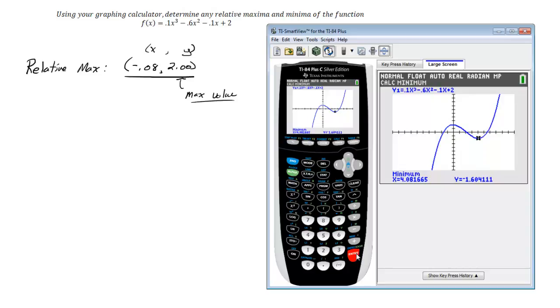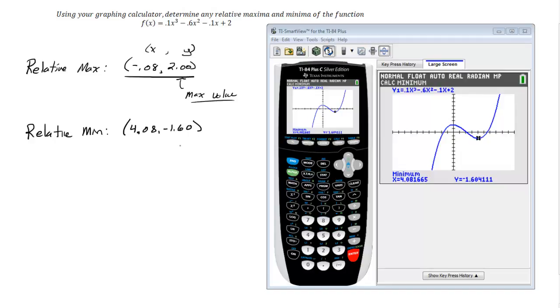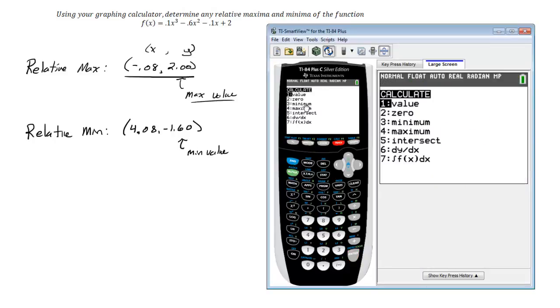And notice I get 4.08 and negative 1.60. So I'm going to have a relative min at 4.08, negative 1.60. And this would be known as the min value. So that y coordinate is going to be part of the min value. If there were multiple maxes and mins, we could find them each independently, performing that same operation of going to second trace, and depending on whether you're determining a max or min, you would either hit option 3 or 4 and then continue.